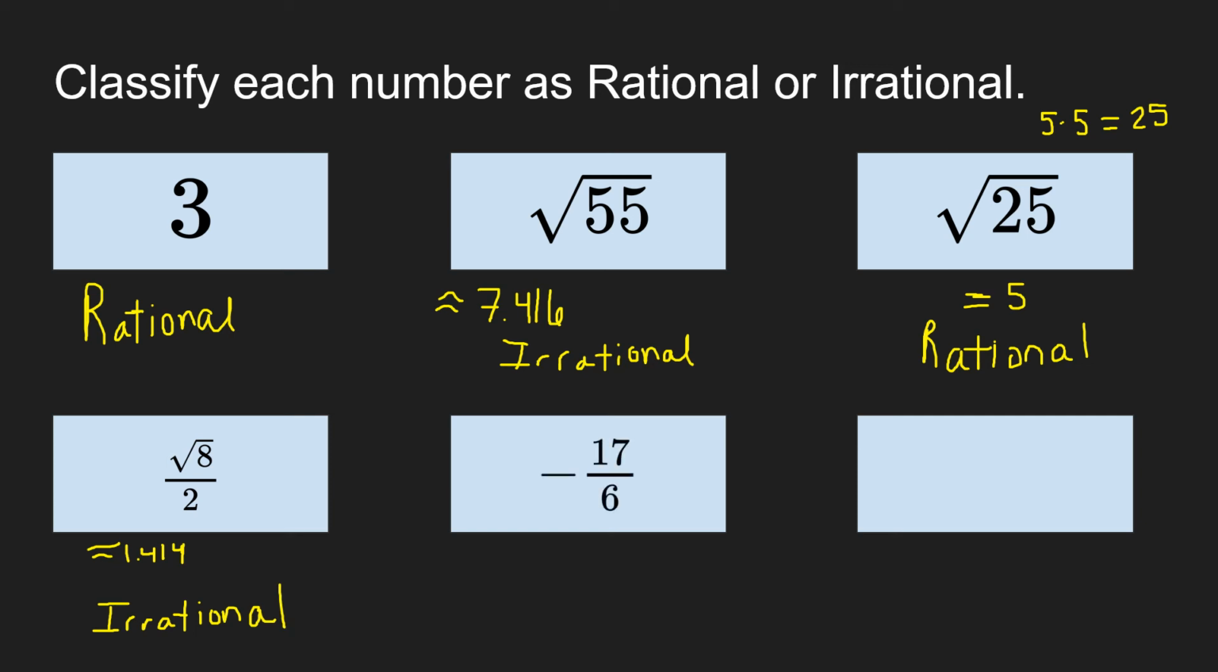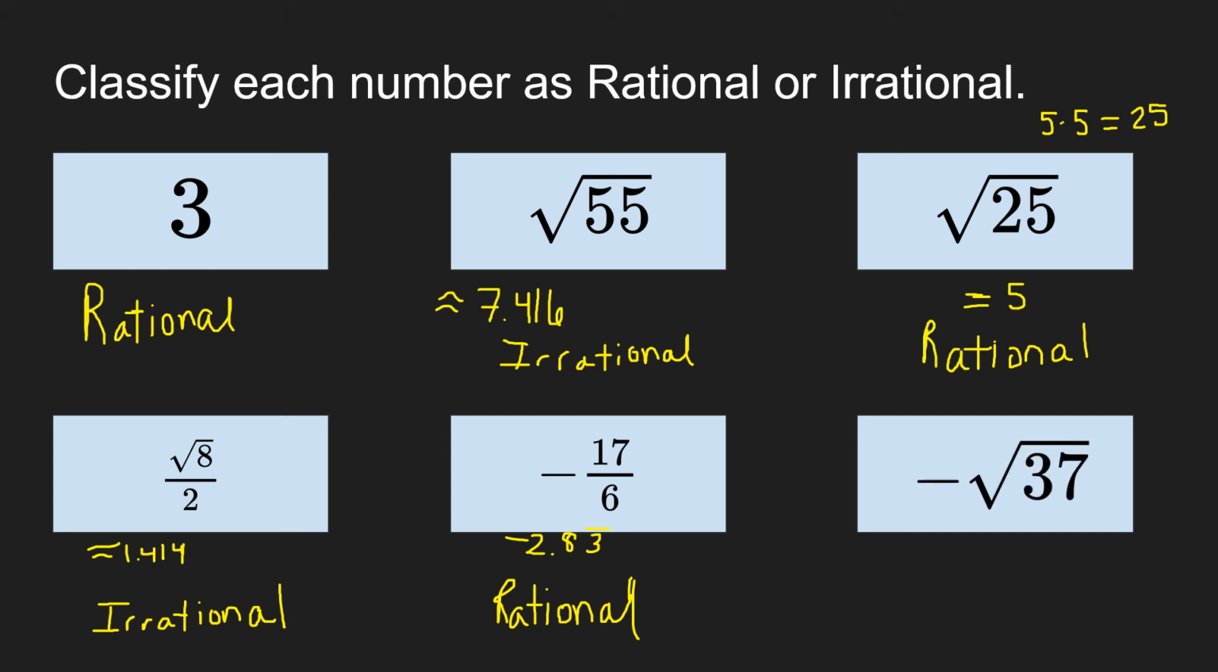Our next example is -17/6. Since both 17 and 6 are integers, and the denominator is not 0, this one is actually a rational number, as we've seen before. And whenever we evaluate it in our calculators, we get -2.83 repeated. So this decimal is a repeating decimal, which is a property of a rational number.